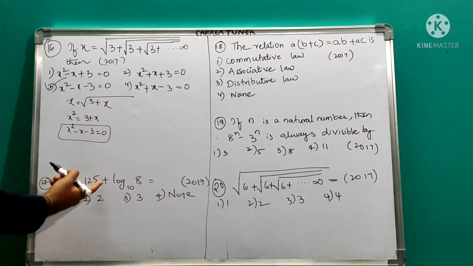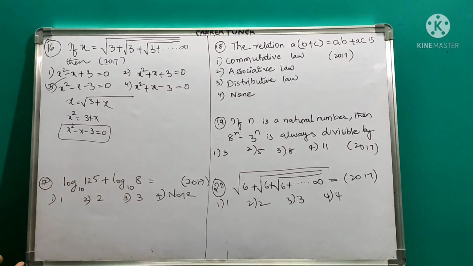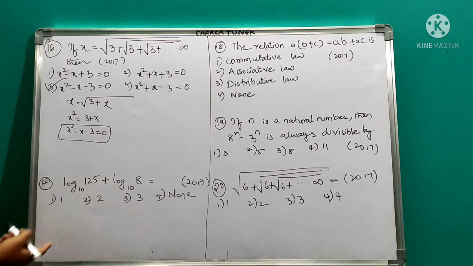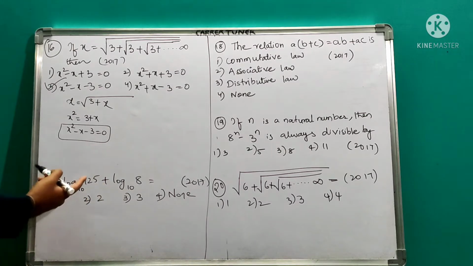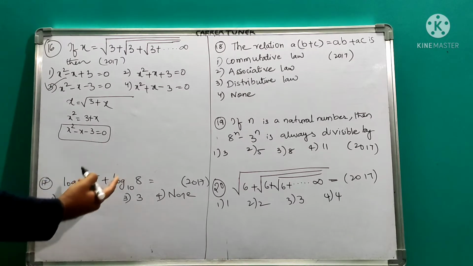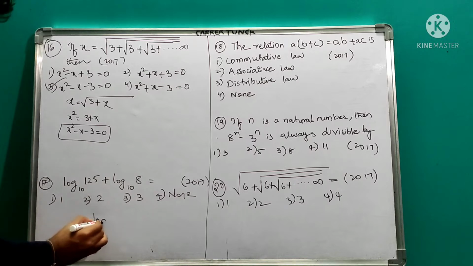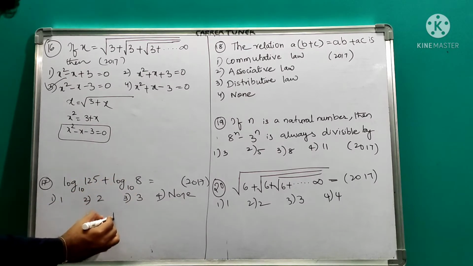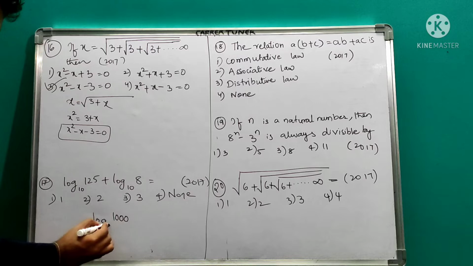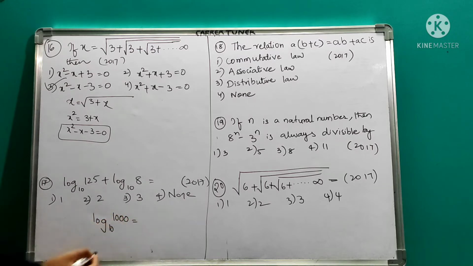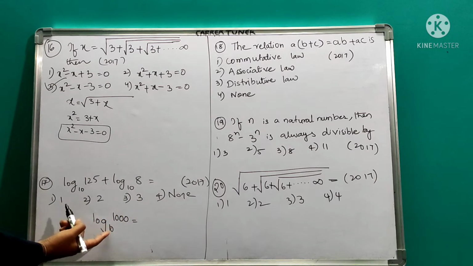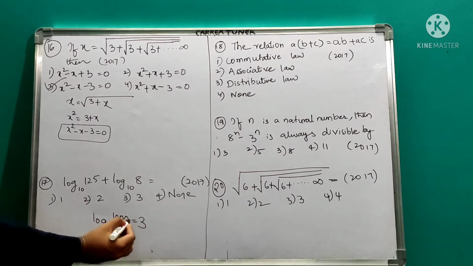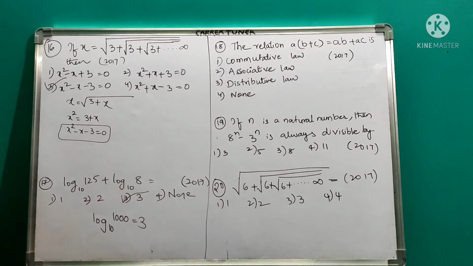Log 125 base 10 plus log 8 base 10. So the bases are 10 and here the operation is plus. So whenever it is plus, then what happens? It gets multiplied. So it is nothing but log 125 into 8, so how much? 1000 base 10. So 10 to which power gives us 1000? Third power. So that's why 3 is the answer.